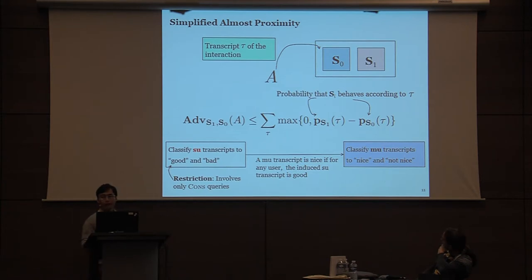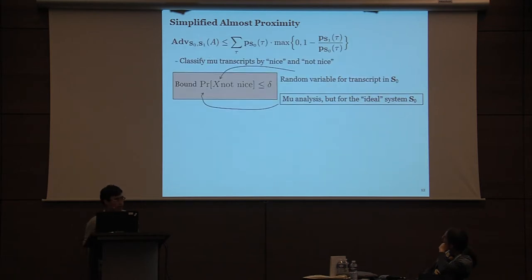Based on that, we then classify the multi-user transcripts into nice and not nice ones. A multi-user transcript is nice if for any user, the corresponding induced transcript for that user is also good. After classification, we then bound the probability that one can encounter a not nice transcript in the ideal world. These are analyses in a multi-user setting, but because we are in the ideal world, the analyses are often simple.